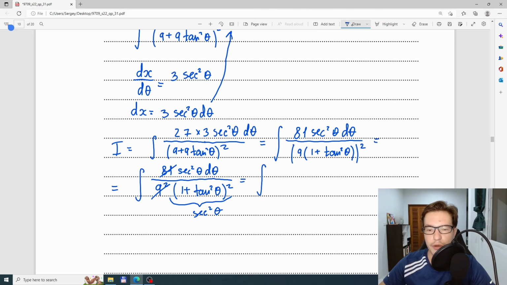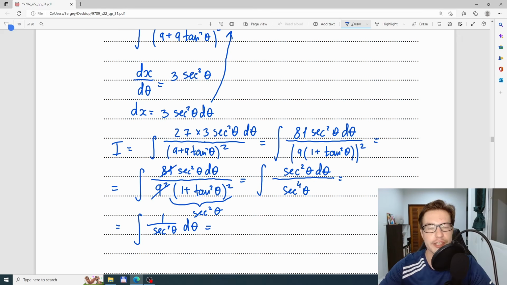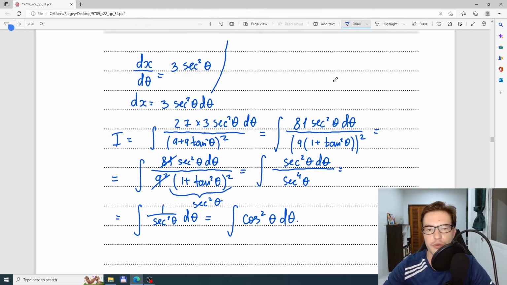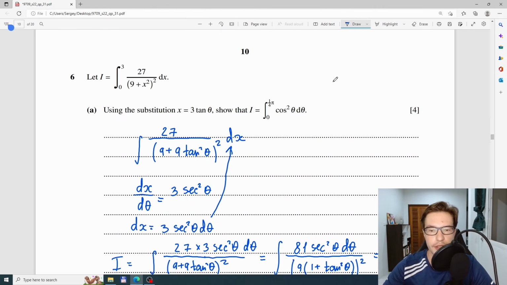So we get the integral of secant squared theta d theta over secant theta to the power 4. Simplify that, and we'll get the integral of 1 over secant squared theta d theta. Now, what is secant theta? It's 1 over cosine theta. So all in all, we'll get the integral of cosine squared theta d theta. Now, let's have a look if that's what we wanted to show. Yes, apart from the limits.